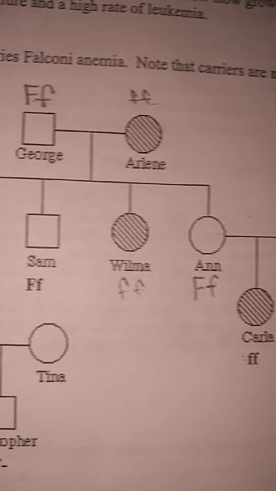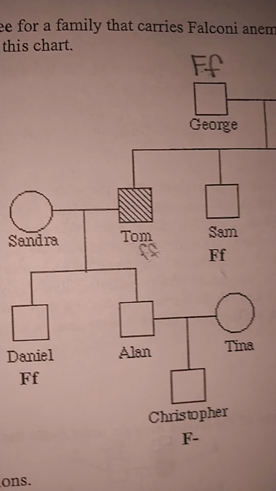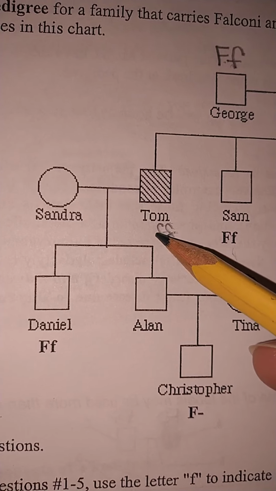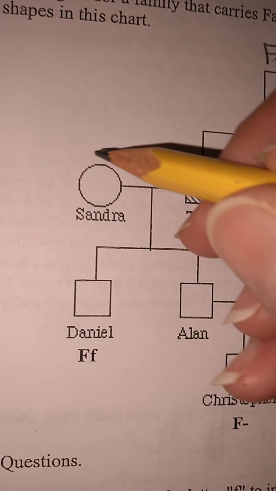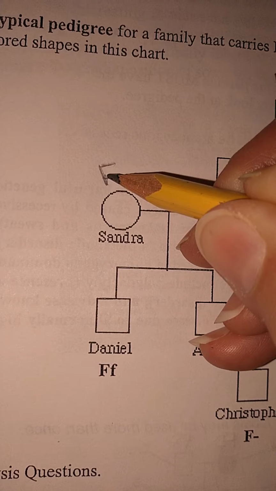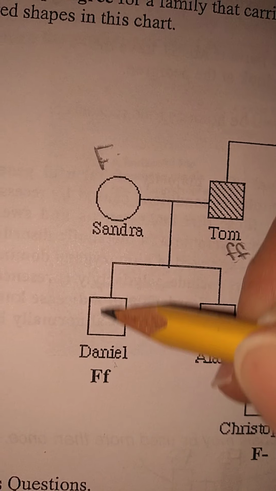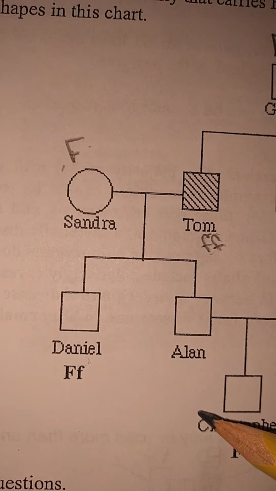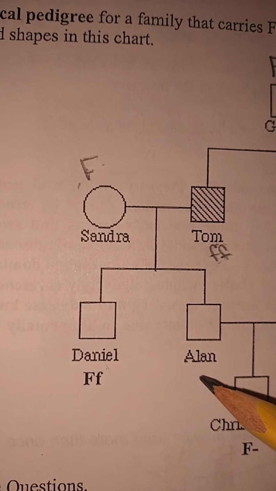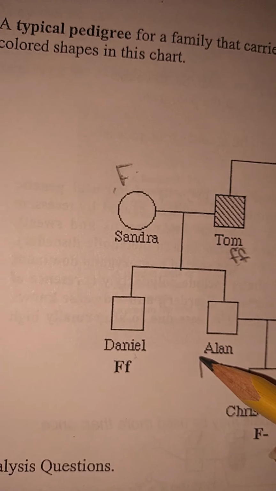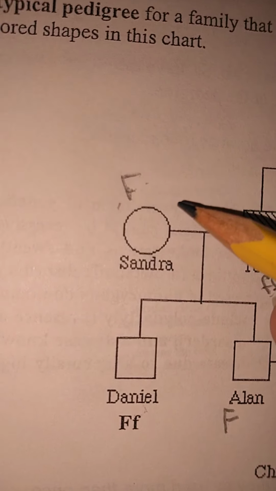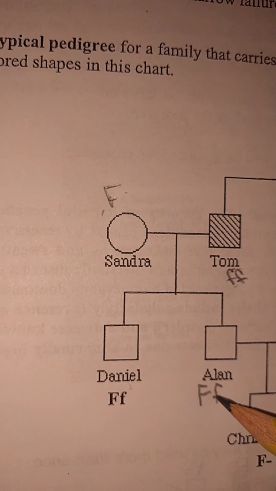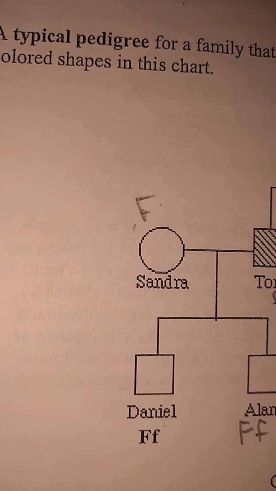Then we'll come over here and let's look at Sandra and Tom's marriage. Tom has a little f, and we know that Sandra does not have the trait, so Sandra has at least one big F. Daniel is her offspring, big F from Mom and a little f from Dad. Alan is her offspring. He's not showing the trait either. So we know he has a big F from Mom, because she's the only one that had a big F. Dad had two little f's, so he had to get a little f from Dad.